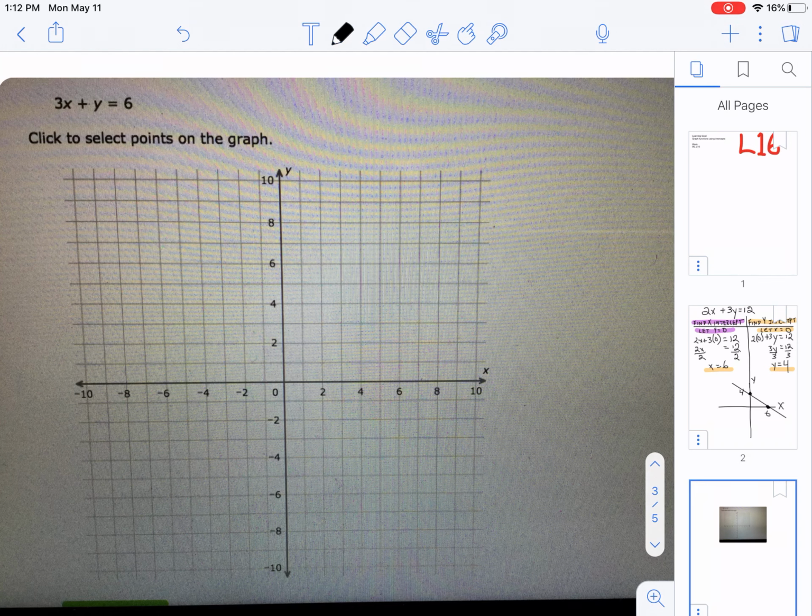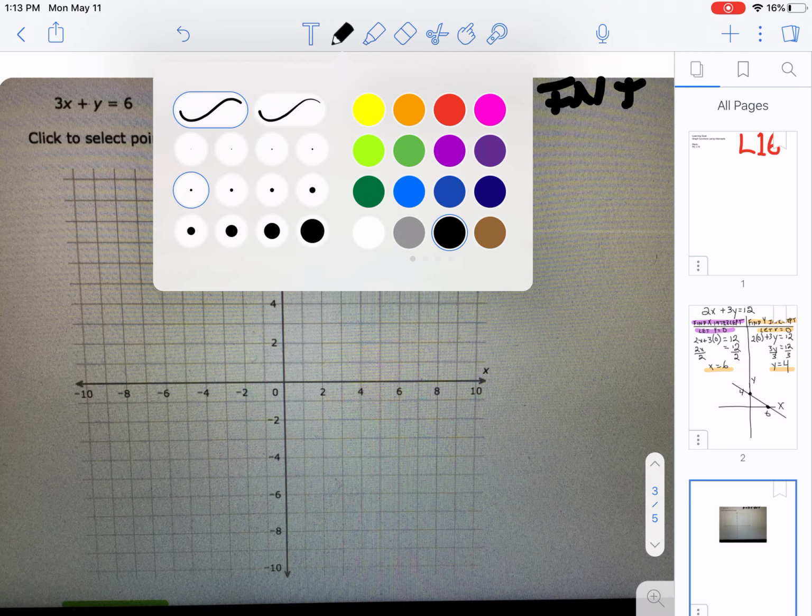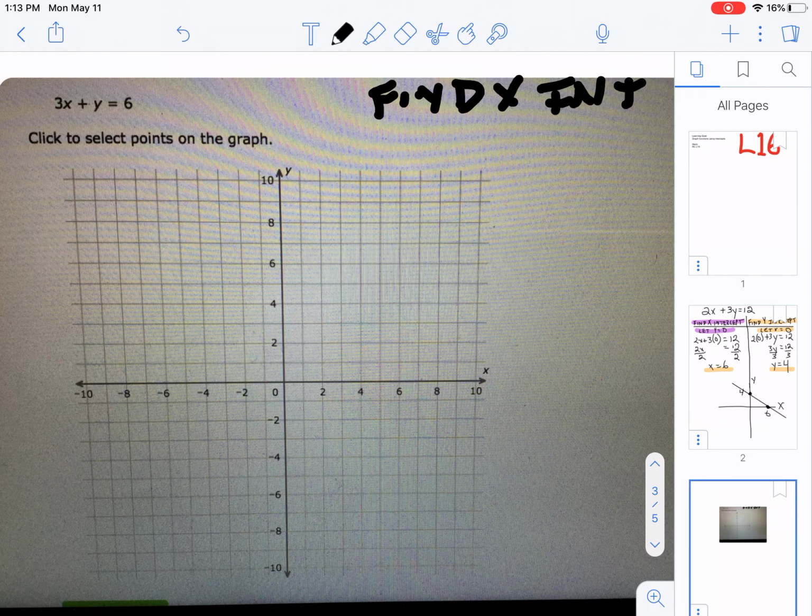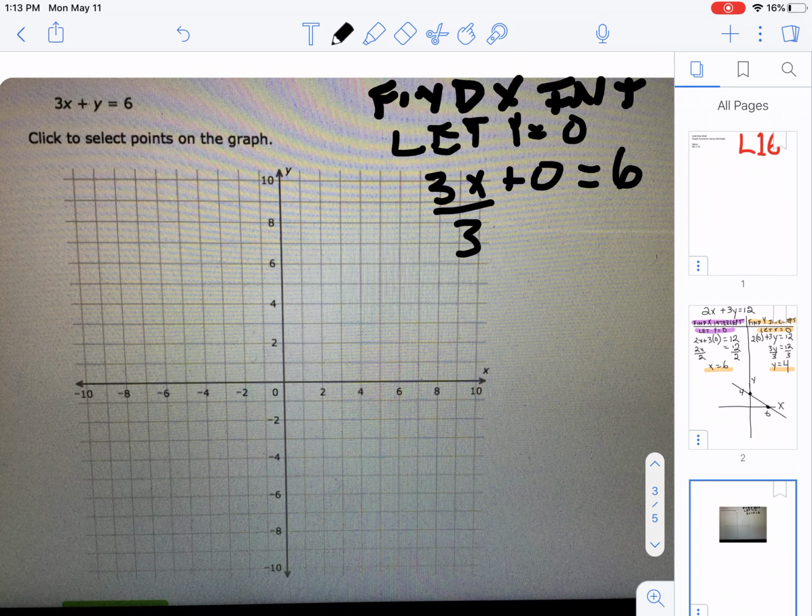We have 3x, so we're going to find the x-intercept. And the way we do that is by letting y equal 0. So we have 3x plus 0 equals 6. To get the x by itself, we divide both sides by 3. So the x-intercept is 2. So we put the x-intercept right there on 2.